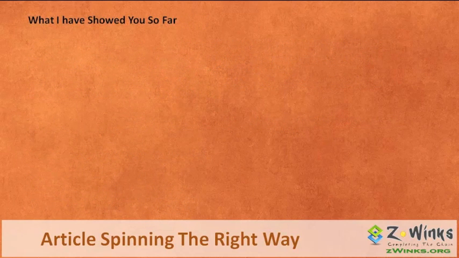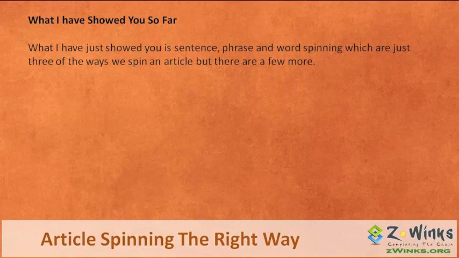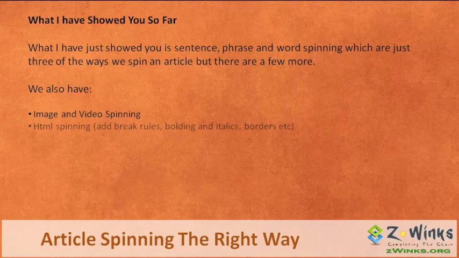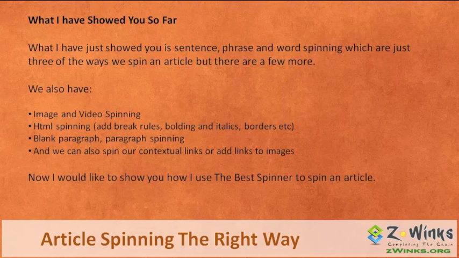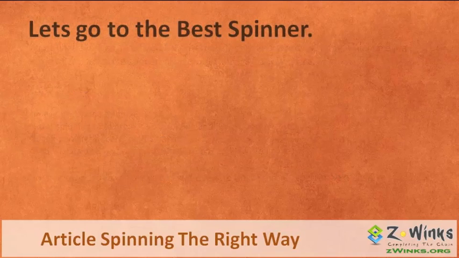So let's talk about what I've showed you so far. What I've just showed you is sentence, phrase, and word spinning, which are just 3 ways that we spin articles, but there are quite a few more. There's image and video spinning, HTML spinning, blank paragraphs, as well as paragraph spinning, and we also spin our contextual links and add links to images. Now, let's go into the Best Spinner, my favorite program for spinning an article, and let's show you how to spin an article the right way.